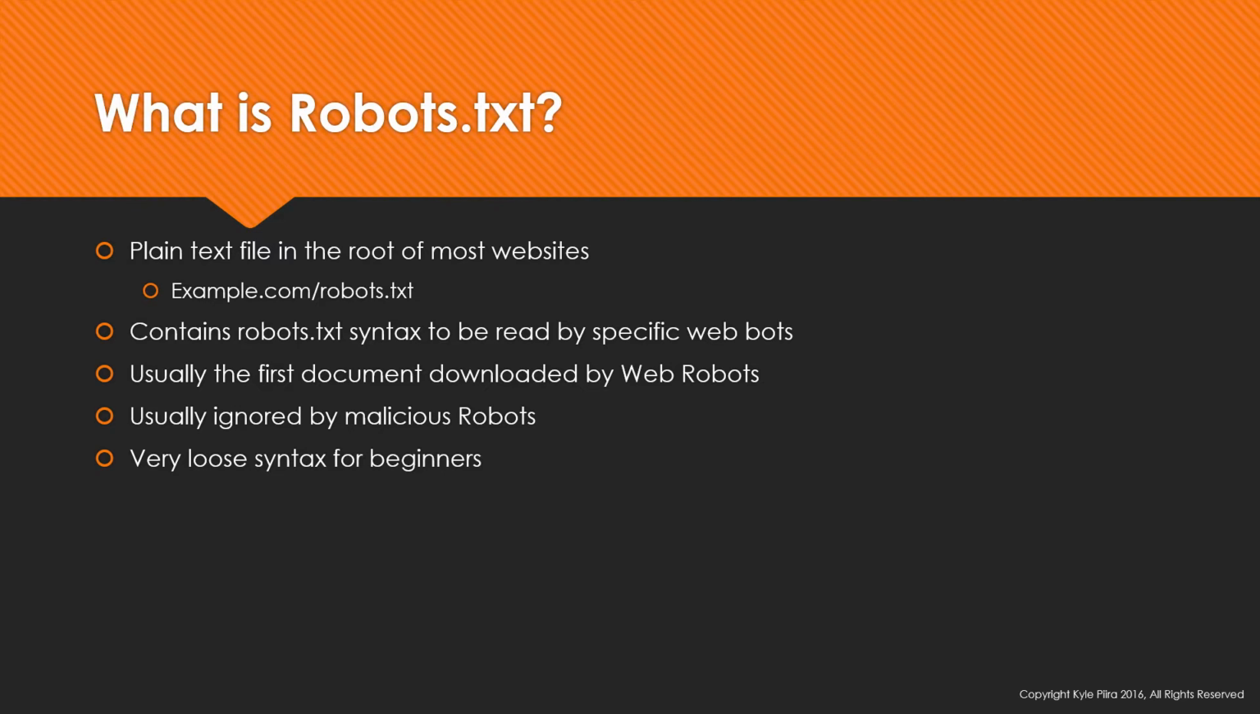And that file is going to contain robots.txt syntax, which is designed to be read by specific web bots that are capable of reading it. If you look through your server logs, if you own a website, it's usually the first document downloaded by web robots, as it should be, because it's basically a permission of your website to them. It is usually ignored by malicious robots, but I'll get into that a little later. It's got a very loose syntax, so if you're a beginner, it doesn't matter. You really can't mess this up.